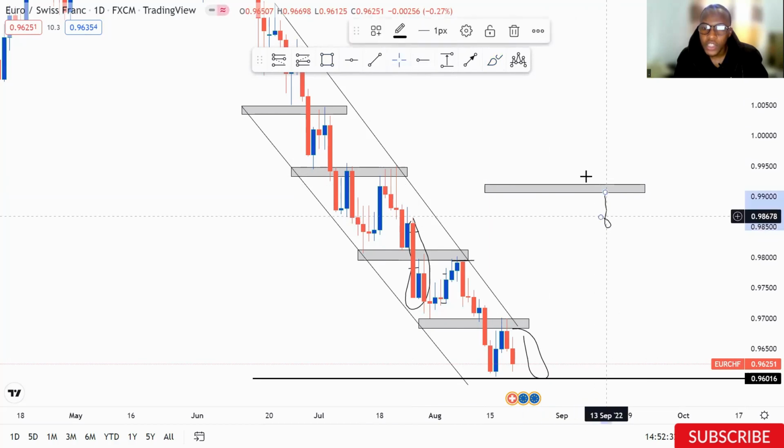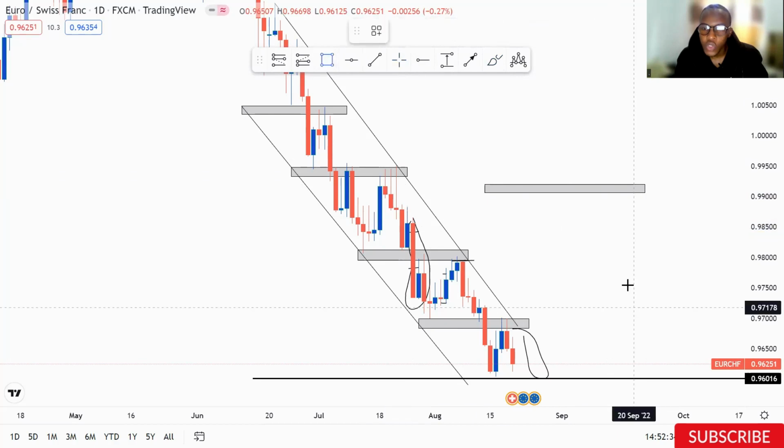Okay, let's actually delete this, right? So let's say you have a candlestick that looks like this.